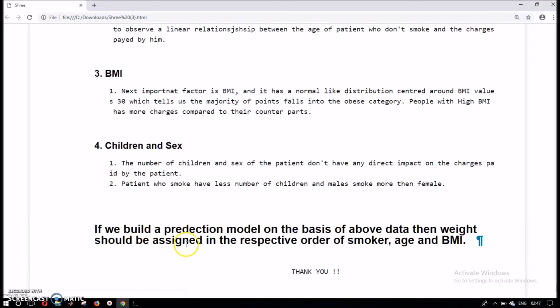Now, if we build a prediction model on the basis of the above data, then weight should be assigned in the respective order of the smoker attribute, then age, and then BMI. And we have discussed all the reasons why we should do so.